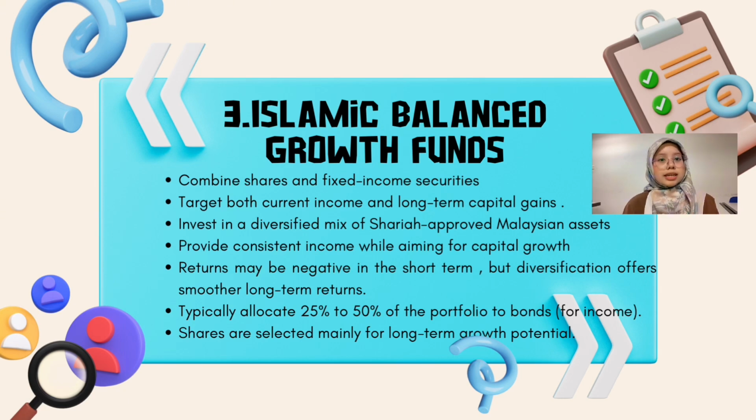Returns may be negative in the short term, but diversification offers smoother long-term returns. They typically allocate 25 to 50% of the portfolio to bonds for income. Shares are selected mainly for long-term growth potential.